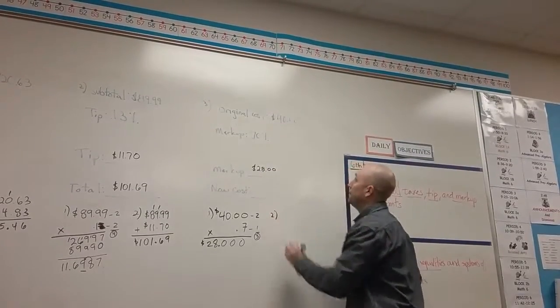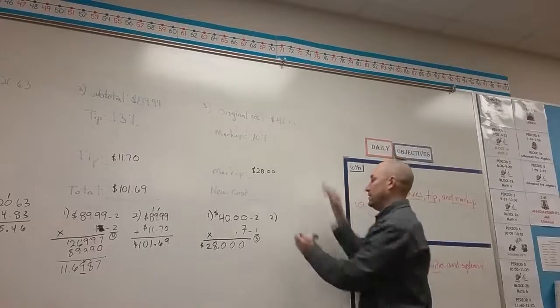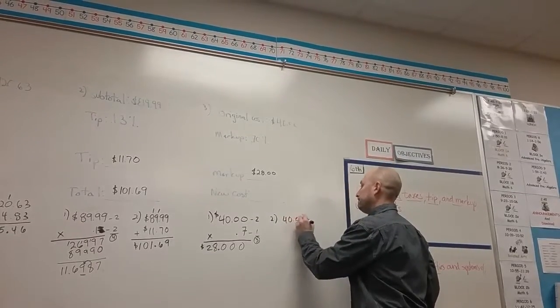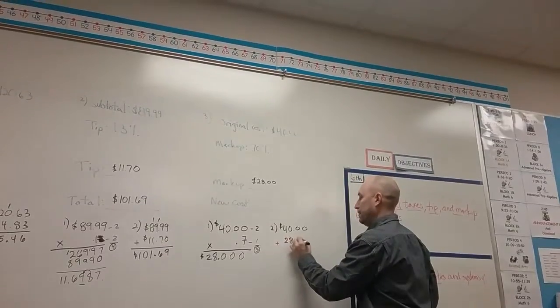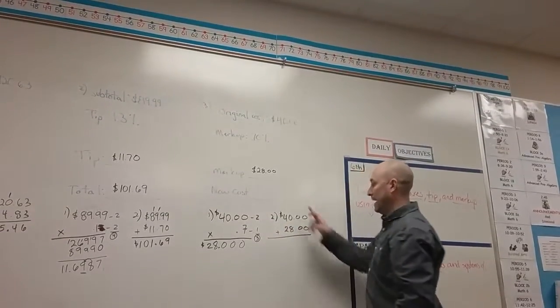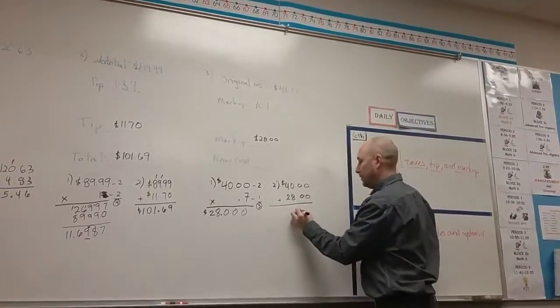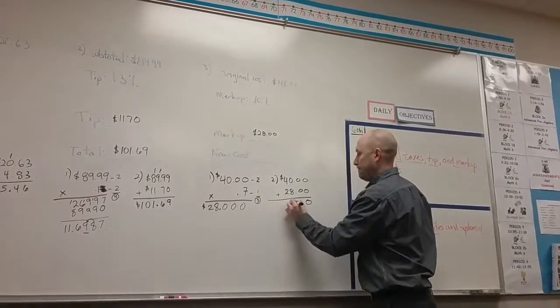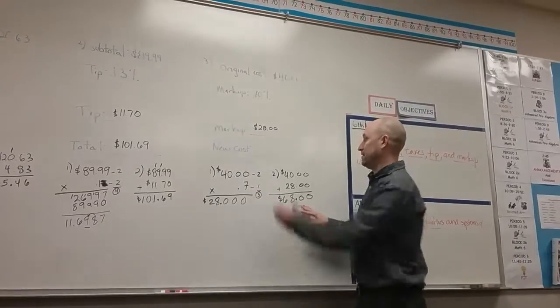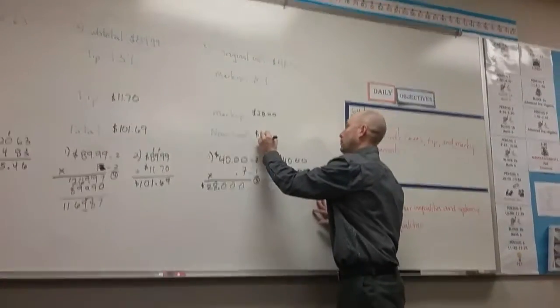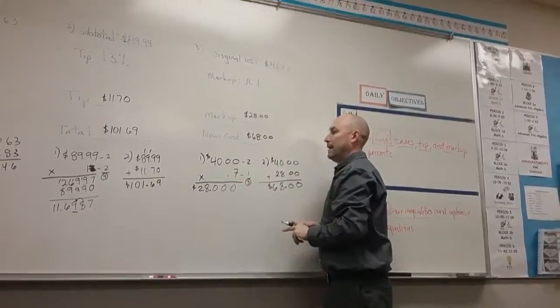So my final step would be to take my original cost of $40 and add the $28 to it, line up my decimals, bring down my decimals, and add. So that new cost for that product would now be $68.